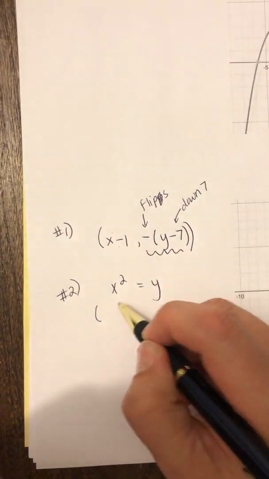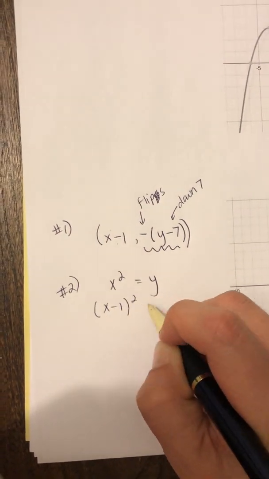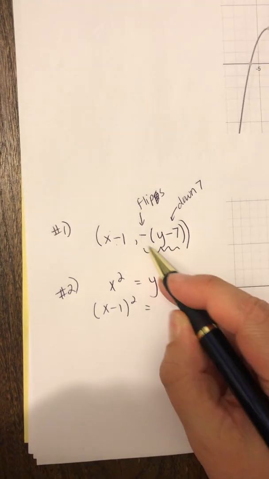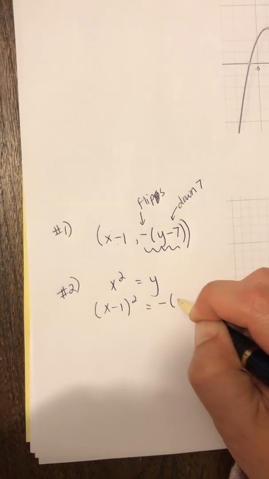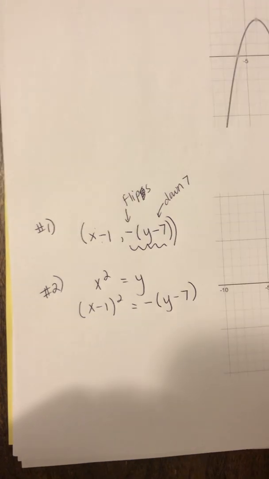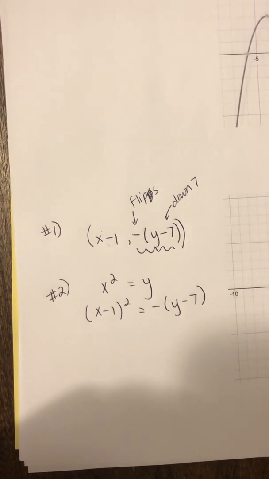Okay, so I'm going to plug in this for my x. X minus 1 squared equals. And I'm going to plug all that in for my y. Minus y minus 7. Now, what's the big difference? Well, there's a couple different things.